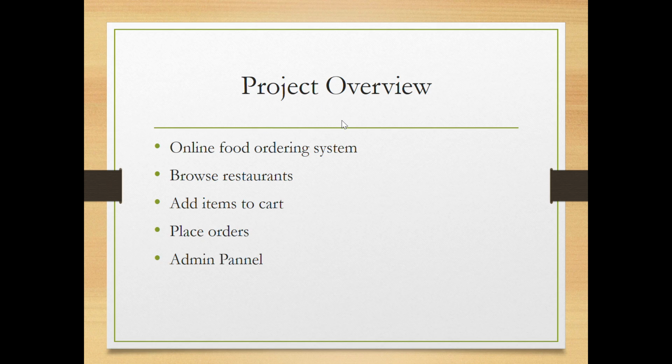Next is the project overview. In this project, we build an online food ordering system. We browse restaurants, fetch the data about the restaurants, add items to the cart, use the admin panel, place orders, and use Stripe as the payment gateway.